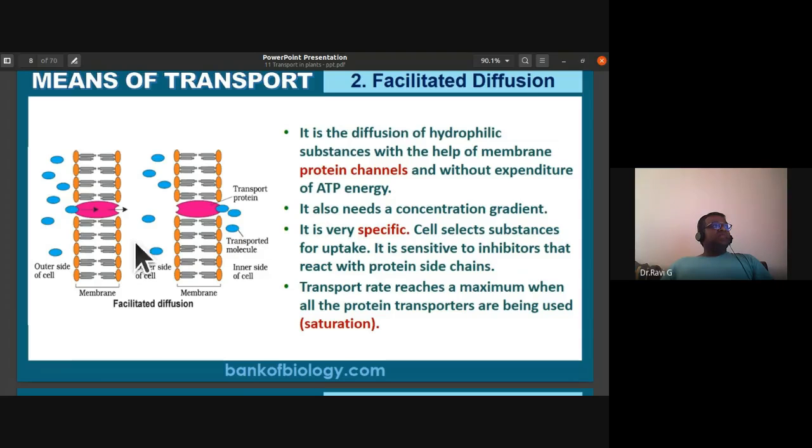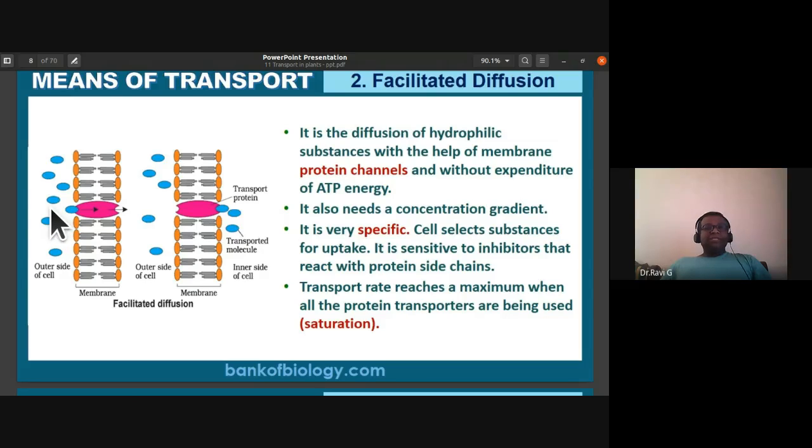Facilitated diffusion is always with the concentration gradient, so it requires a concentration gradient. Facilitated diffusion is also very specific. They are very specific about what type of substances should enter. It selects substances for uptake. It is sensitive to inhibitors, so the transport proteins are sensitive to inhibitors.